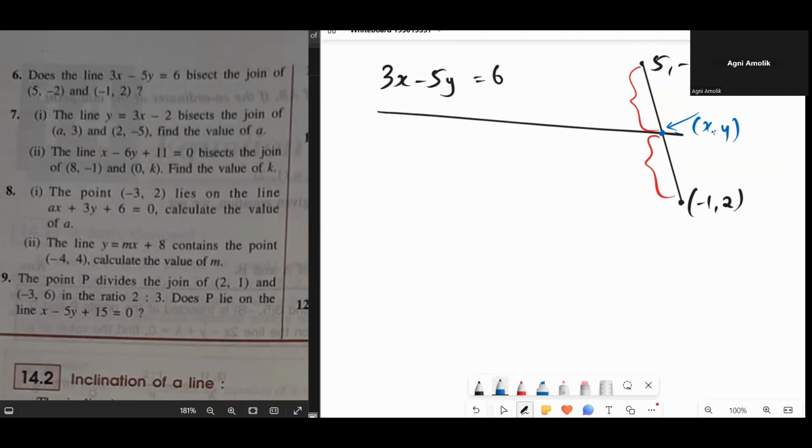Once we get these coordinates, we need to check. Put the values in the equation. Put x over here, y over here, and the equation should be satisfied. Did you understand? So 2 steps. First step is what? Find the midpoint. Second step, check. Substitute the values in the equation. Check if the point lies on the line. Do it.